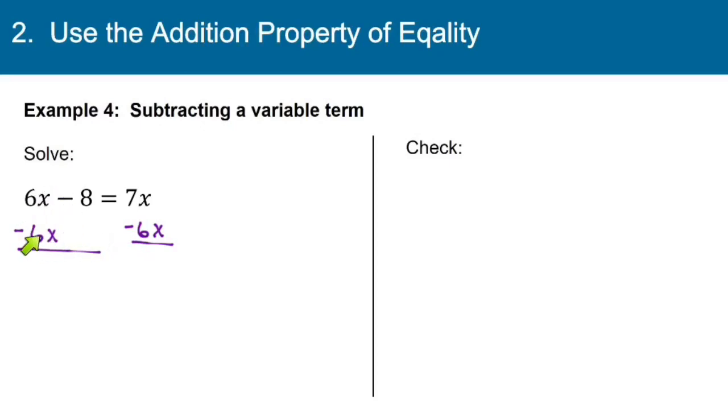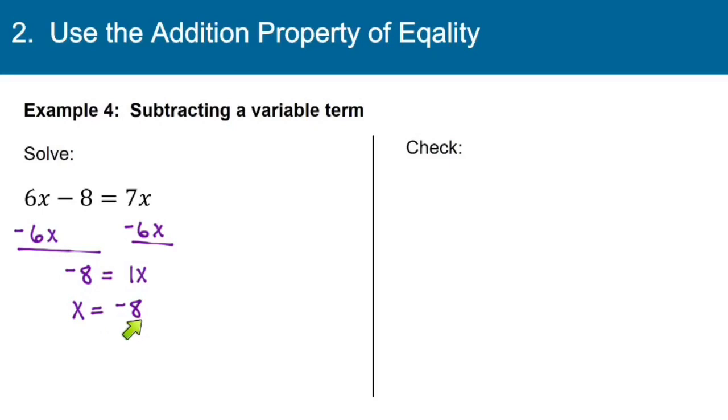So now combining like terms on the left, the 6x and the minus 6x add up to 0x, which is just 0. So 6x minus 8 gives us negative 8 on the left side. And on the right side, 7x minus 6x gives us positive 1x. And we know that whenever the coefficient is a 1, we don't have to write it. It can just be an understood 1. So what we have here is that x equals negative 8.